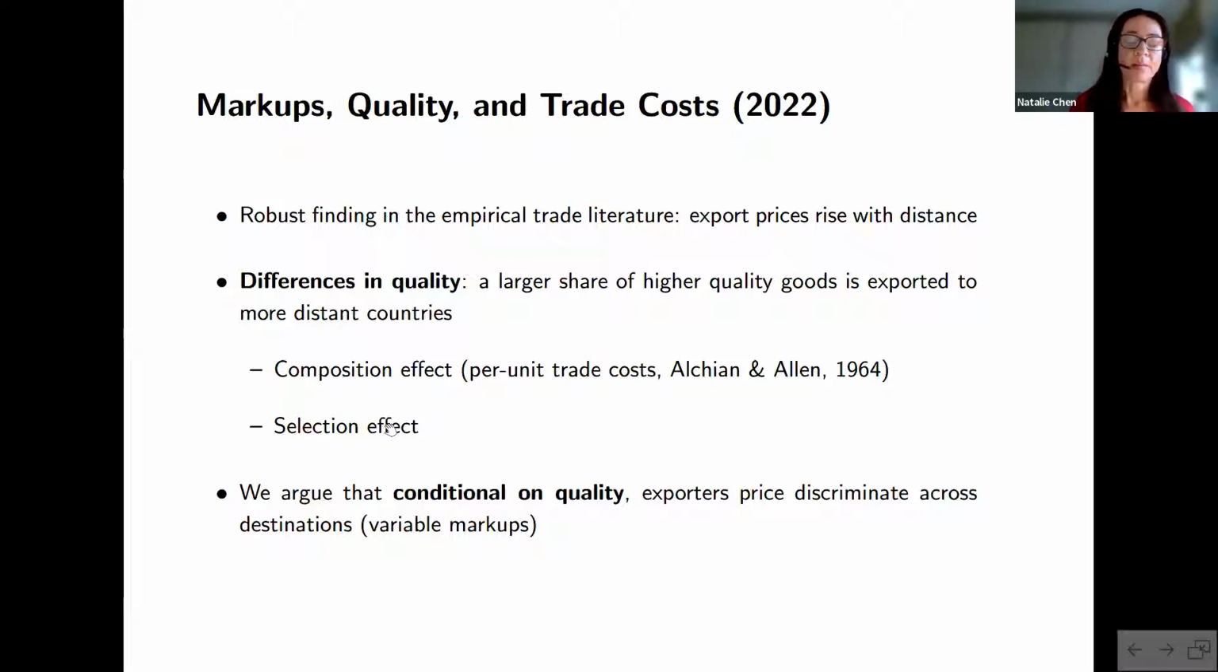So in our paper, we propose a different mechanism that we can identify with our data set of Argentinian wines. And what we argue is that conditional on quality, so once we control for the effect of quality, exporters price discriminate across destinations, and they set higher markups and therefore higher prices when they export to more distant countries.